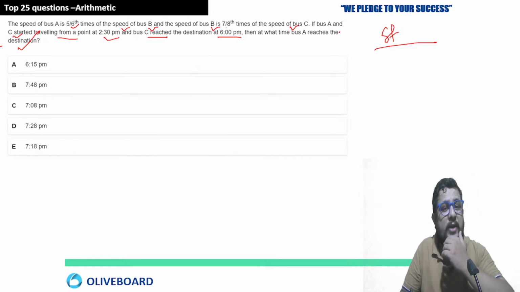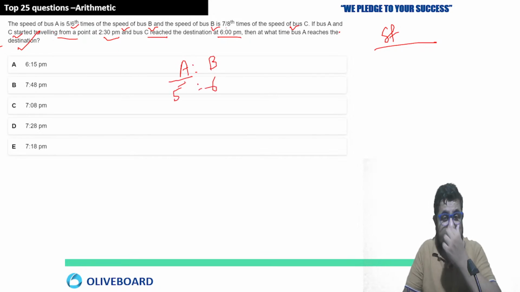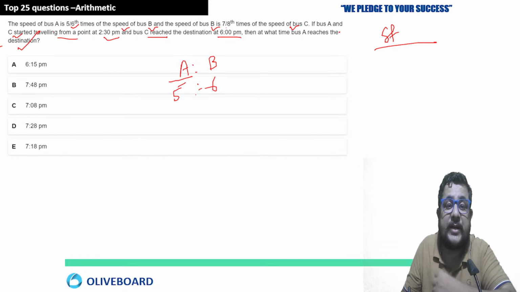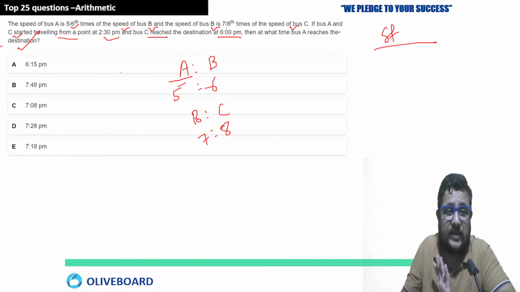So now see, the speed of bus A is 5/6. What is given? The speed ratio of A and B is directly given, because A's speed is 5/6 of B. So their speed ratio is going to be 5:6. And speed of bus B is 7/8 of the speed of bus C, so their speed ratio is 7:8. This is what is given: the speed ratios.